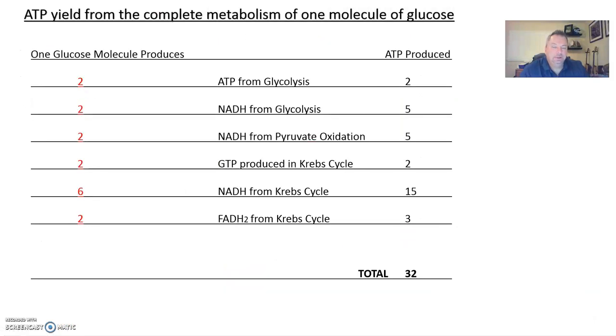Let's look at the yield here of 1 glucose molecule and ATP produced, just in a quick review. So the 2 ATP from glycolysis gave us 2 ATP. The 2 NADH from glycolysis provided us 5 ATP. The 2 NADH from pyruvate oxidation provided us 5 ATP. The 2 GTP produced in the Krebs cycle easily converted to 2 ATP. The 6 NADH from the Krebs cycle provided us 15 ATP. And the 2 FADH2 from the Krebs cycle gave us 3. Adding these up, once again, we have our 32.